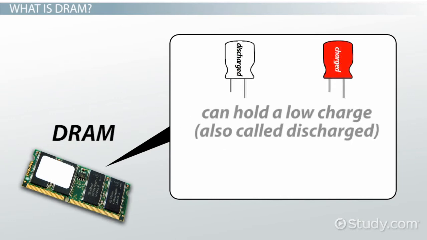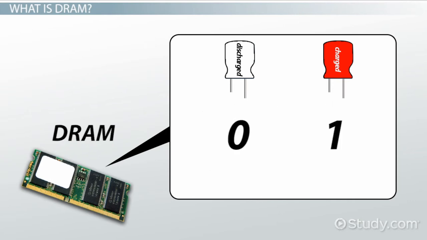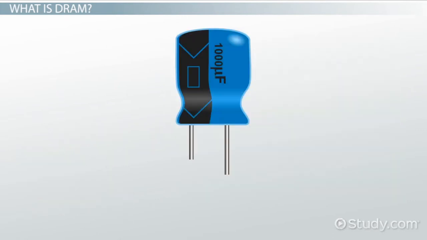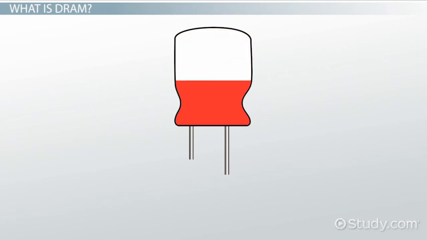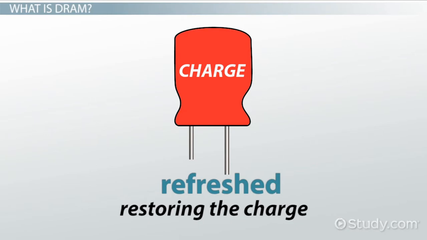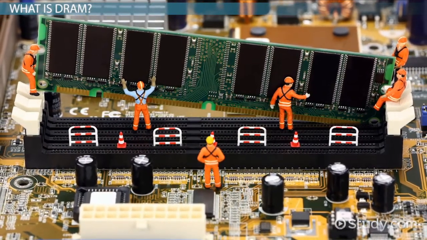The capacitor can hold a low charge, also called discharged, or a high charge, also called charged, which correspond to 0 and 1 respectively. The transistor acts as a switch to read the state of the capacitor or to change its state. Capacitors slowly leak their charge, and therefore the capacitor charge needs to be refreshed regularly by restoring the charge. That is the reason this type of RAM is called dynamic.